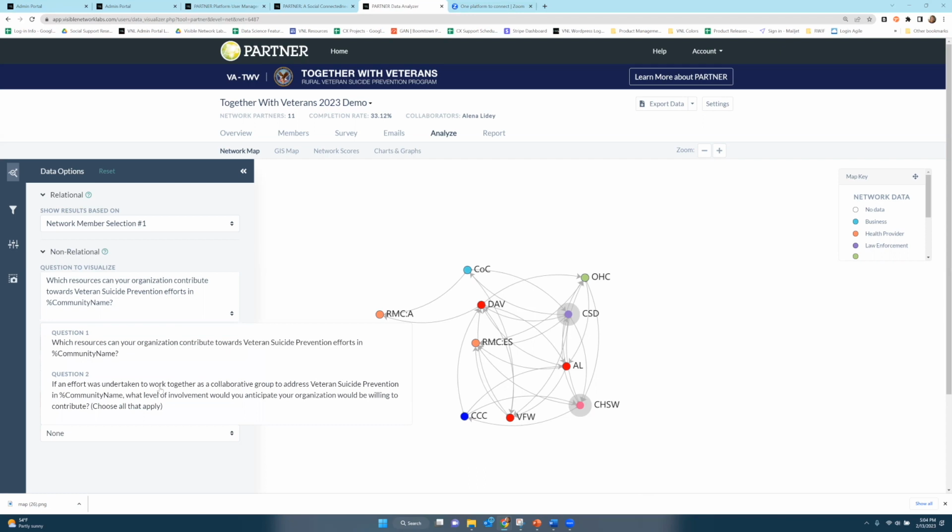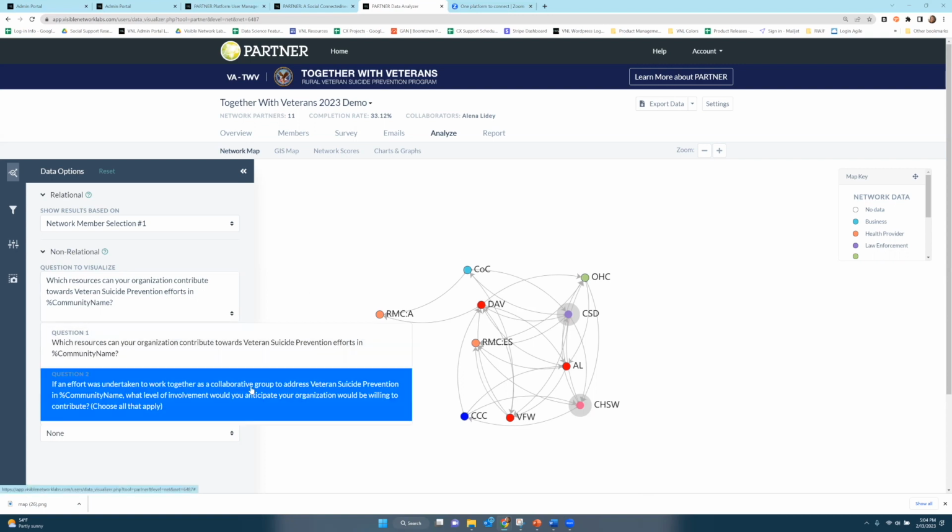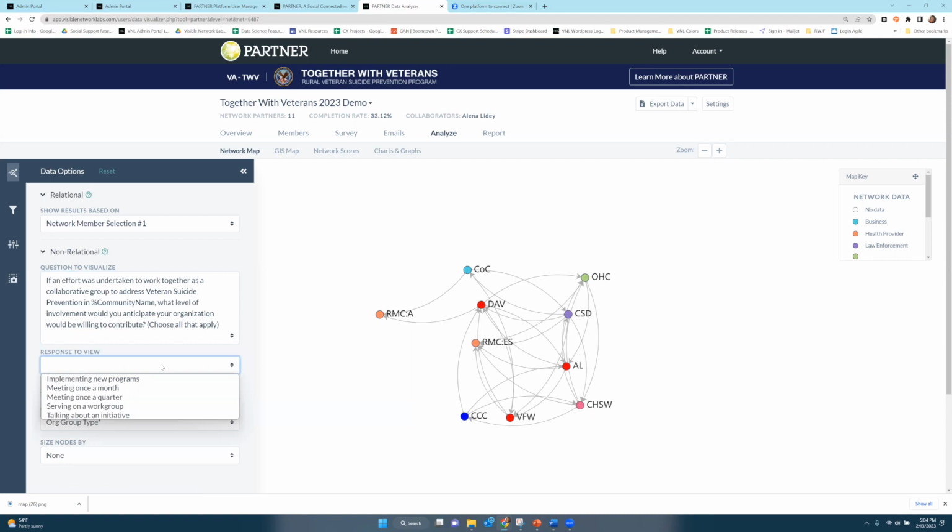And then the other question we asked is the level of involvement that an organization would be willing to contribute. So you can select that as what you want to show your halos as. If you wanted to get together a new work group around a new initiative, who's going to serve on this work group? Well, the Chamber of Commerce is the only one who said that they would serve on a work group. So we're going to knock on their door and say, hey, there's a work group that we're trying to put together. Would you mind leading this task force? And they would say, sure, I would definitely love that because I'm willing and able to contribute that.